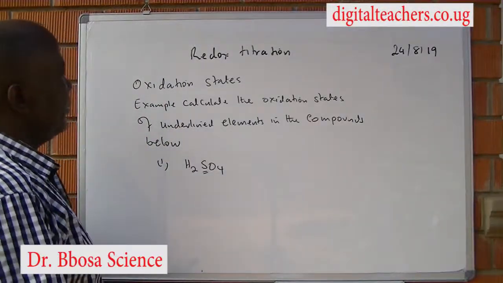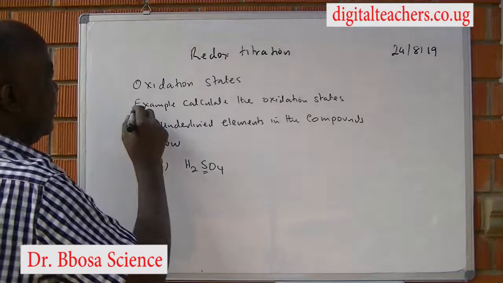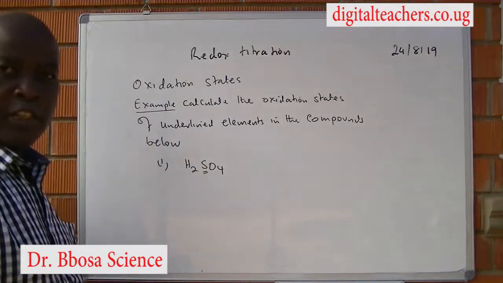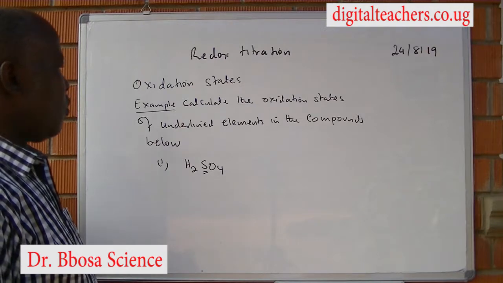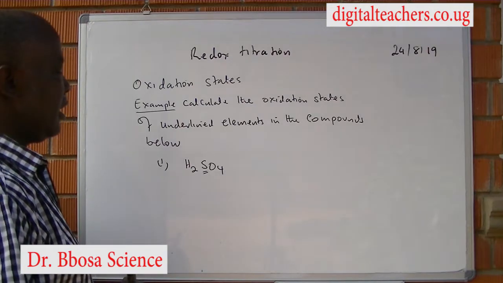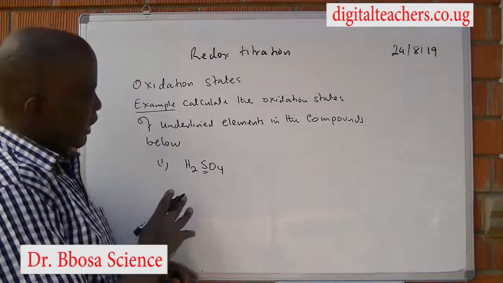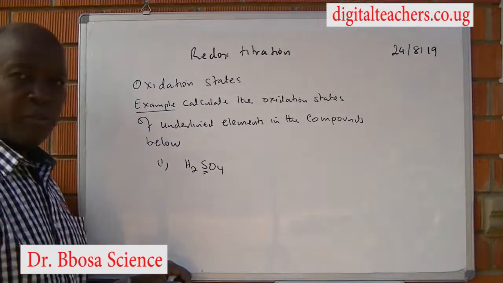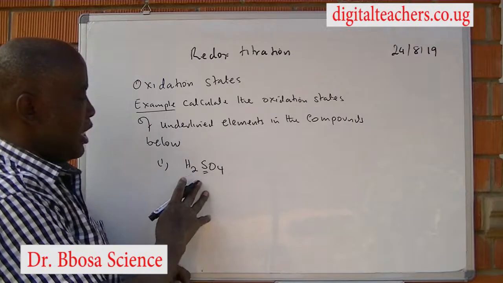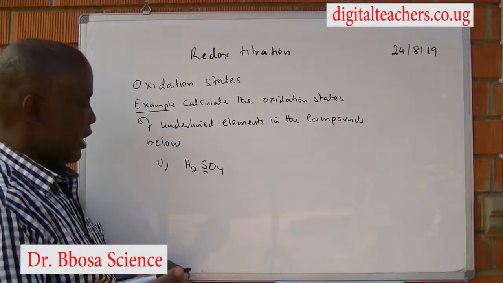Example: calculate the oxidation states of the underlined elements in the compounds below. For example, the oxidation state of sulfur in sulfuric acid.